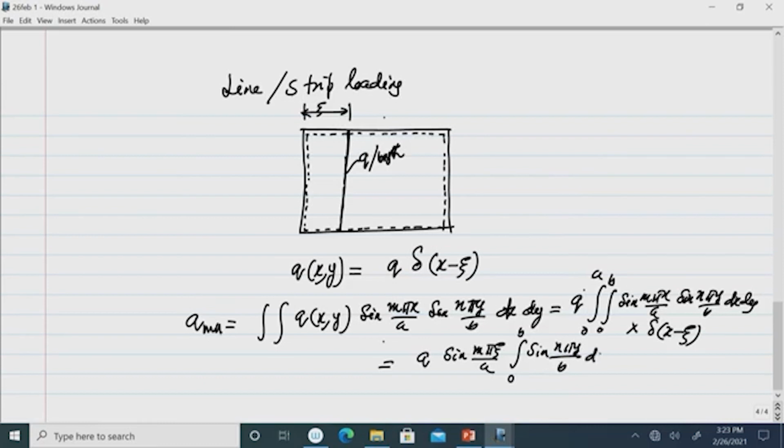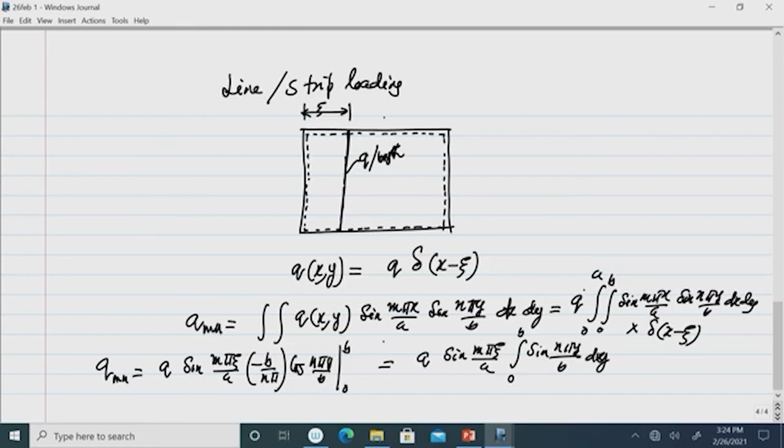Because of the property of the Dirac delta function, we can find this integral with respect to x very easily by replacing x by xi. This integral can be carried out, and finally Q_mn can be obtained as q into sin(m pi xi by a), and this is minus b by n pi cos(n pi y by b), then you put the limit 0 to b. So, after simplifying this you can get completely Q_mn, and then you proceed to find A_mn and then the deflected surface.